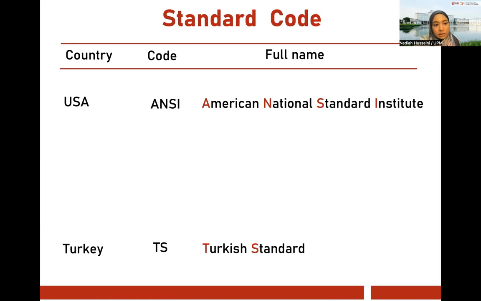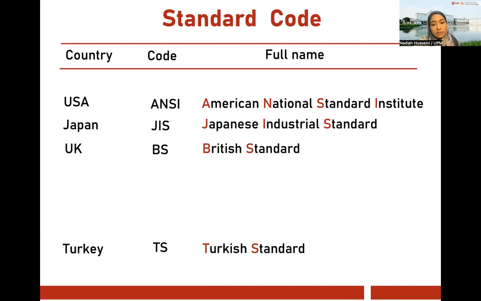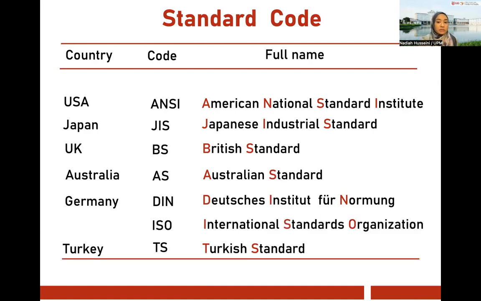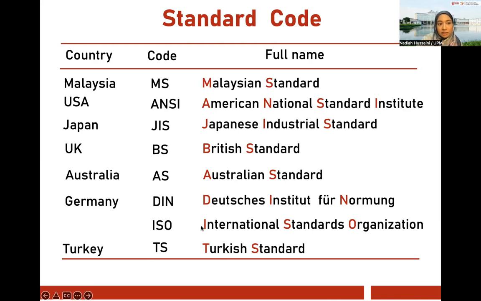You know, the USA likes to be different. And then Japan is JIS, Japan Industrial Standard. The UK uses BS, not a curse word, British Standard. Australia AS, Australian Standard. Germany is DIN. I'm not going to pronounce that. And then we have the ISO, International Standards Organization. We follow ISO. Sometimes we also call it MS, Malaysia Standard. But if you don't find Malaysia as MS, don't panic, just use ISO because Malaysia uses ISO all the time.